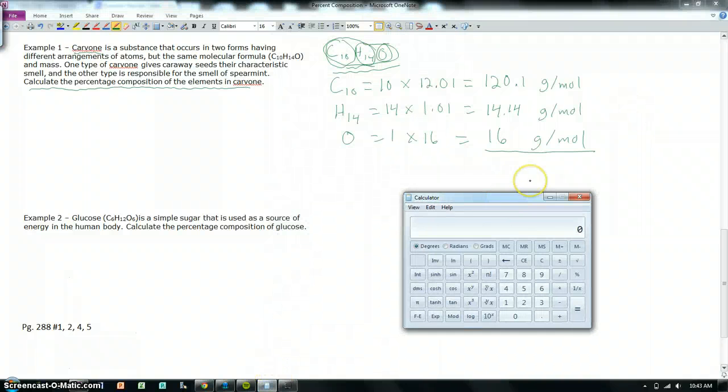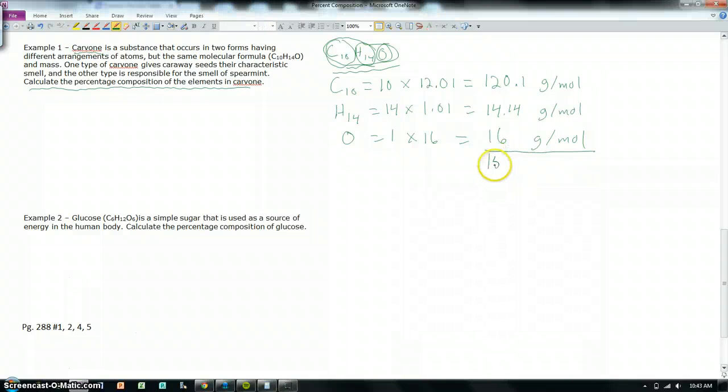So if we look at this, we'll take 120.1 plus 14.14 plus 16, which gives us 150.24. So there you have the molar mass of C10H14O. So now let's figure out the percentage of each one.